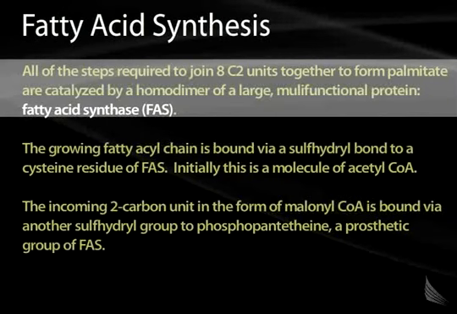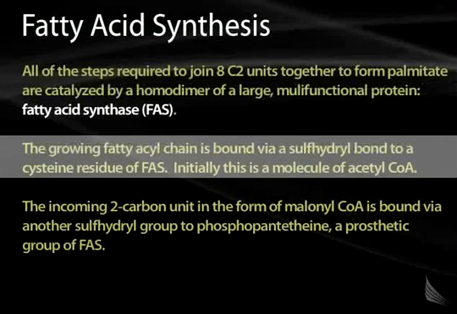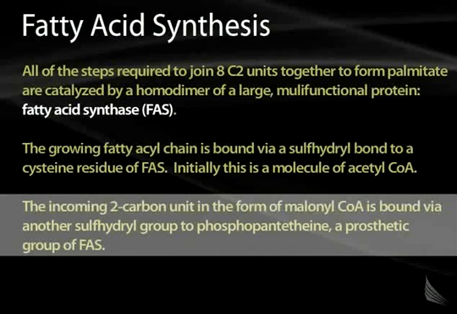All of the steps required to join 8 2-carbon units together to form palmitate are catalyzed by a homodimer of a large multifunctional enzyme called fatty acid synthase, or FAS. The growing fatty acyl chain is bound via a sulfhydryl bond to a cysteine residue of FAS. Initially, this is a molecule of acetyl-CoA. The incoming 2-carbon unit in the form of malonyl-CoA is bound via another sulfhydryl group to phosphopantetheine, which is a prosthetic group of FAS.